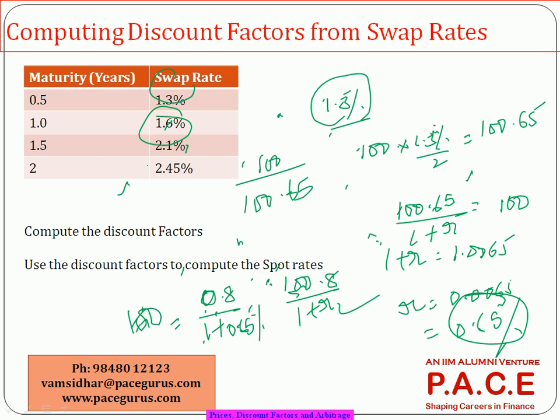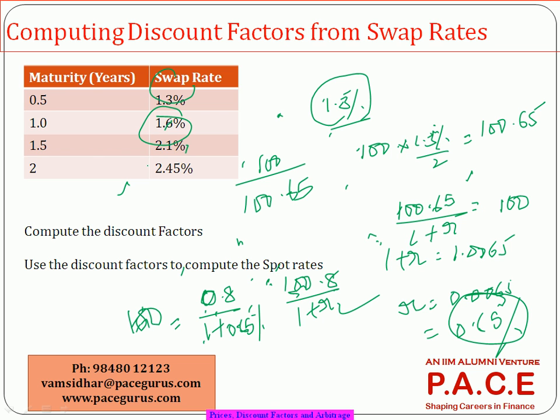How do I find out the spot rates? Because swap rate is more like a fixed payment that is being done at every interval, right? Fixed payment that is being done at every interval. It's just like your yield to maturity. Based on the yield to maturity, how do I find out the spot rates? We have seen in our earlier examples.